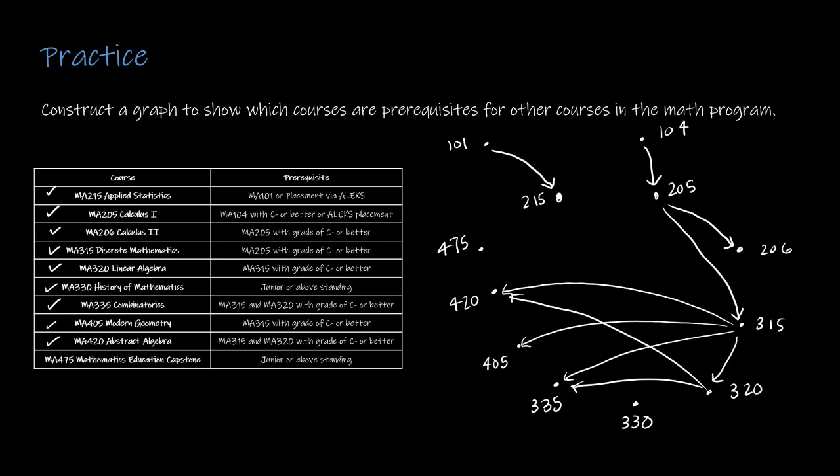And 475, junior or above standing. So again, I've got a couple of isolated vertices. Again, if you really wanted to, if it drove you crazy because there is technically a prereq, you could say junior, and then you would need that for both of those isolated vertices.